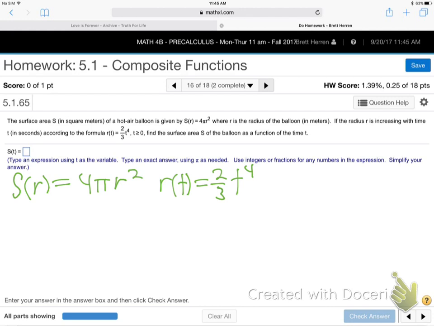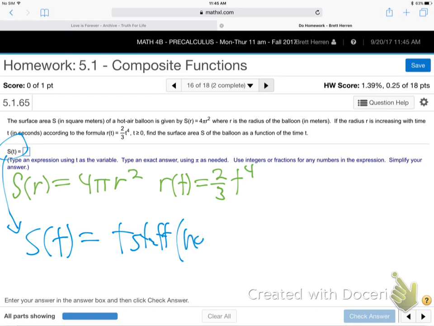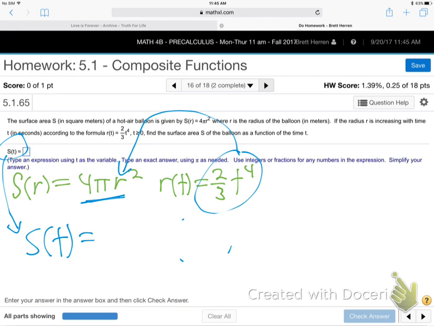What they're asking me for is, what is S of t? How's that different than S of R? Meaning they want t stuff over here, not R. Well, S has got R. What do you want me to do? Plug it in. Take all of R, plug it in. That's all it is. They just want you to plug it in. Does that make sense?